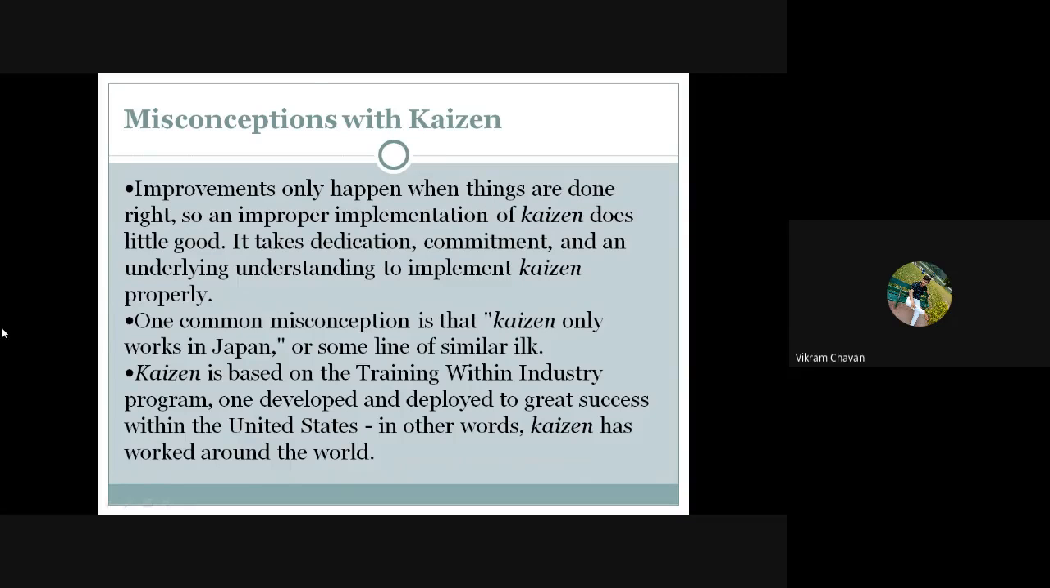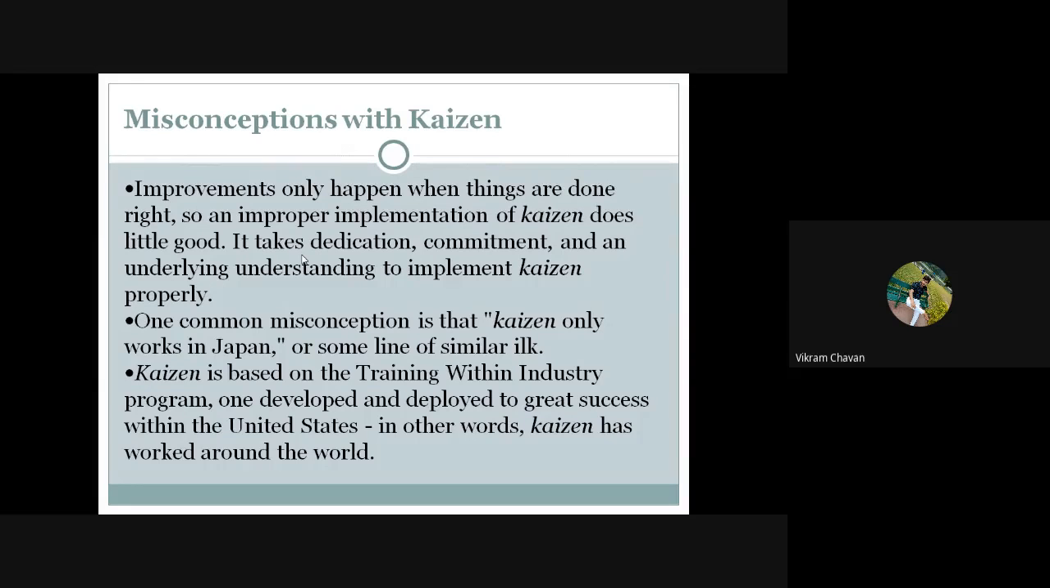Misconceptions with Kaizen. Improvements only happen when things are done right. An improper implementation of Kaizen does little good. It takes dedication, commitment, and an underlying understanding to implement Kaizen properly. One common misconception is that Kaizen only works in Japan or some line of a similar ilk. Kaizen is based on the Training Within Industry program, one developed and deployed to great success within the United States. In other words, Kaizen has worked around the world.